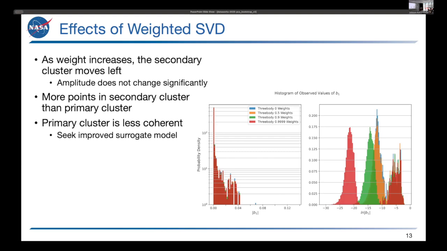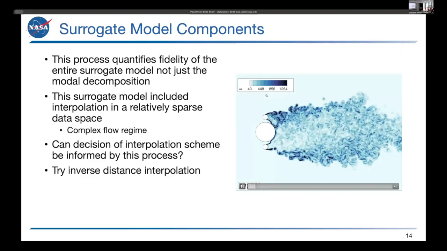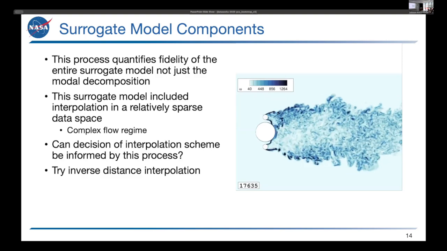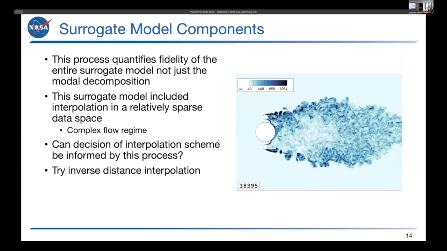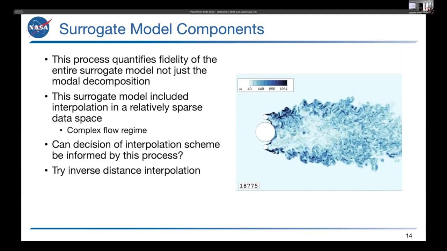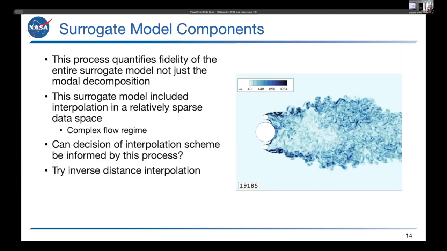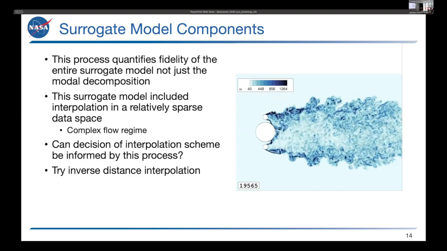One thing we see with this problem, unlike the previous simple fighter, is we're actually seeing more points in the secondary cluster than the primary cluster, and that primary cluster is incoherent. It's way less coherent than the original. So that made us sit down and ask, is something wrong with our surrogate model? Can we improve it somehow? This process, we focused on, can we quantify the effect of the modal decomposition? But what we realized is we're actually quantifying the fidelity of the entire surrogate model and not just the modal decomposition. This is a complex flow regime, as this picture shows.